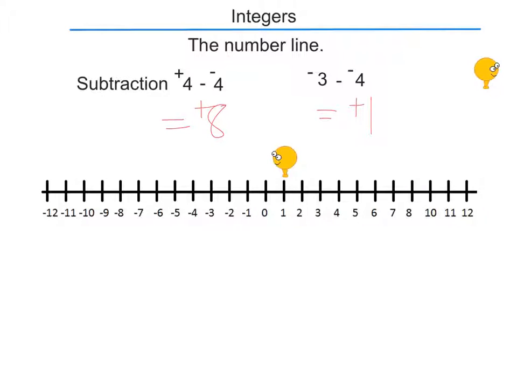So when you're doing a negative, you face in the same direction as the sign. If it's a positive sign, you face to the right. If it's a negative sign, you face to the left. But when you subtract, you walk backwards.